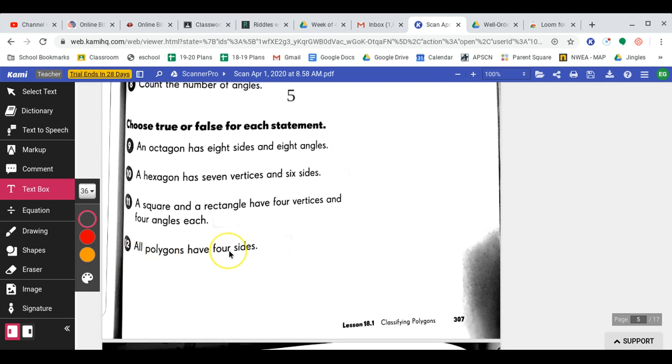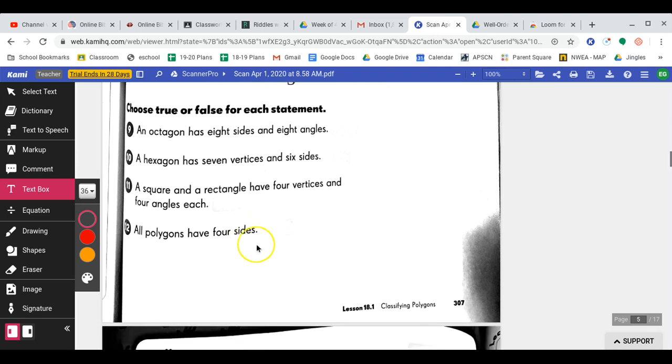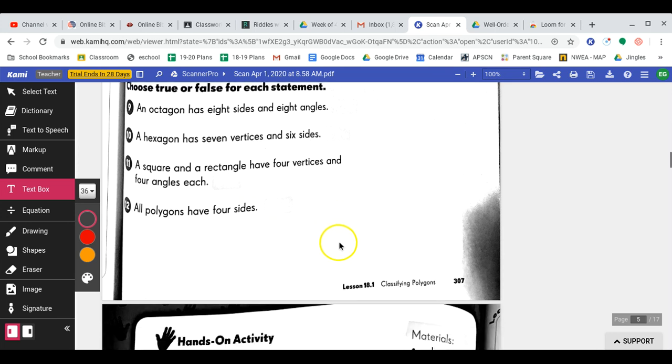Do all polygons have 4 sides? False. All quadrilaterals have 4 sides, but polygons can have 3 or more sides. If it has less than 3, then it's no longer a polygon. It would just be an angle.